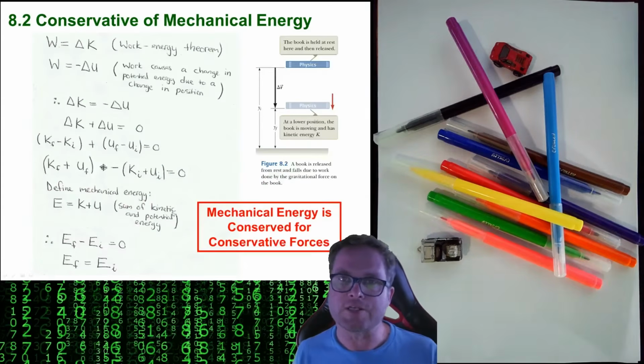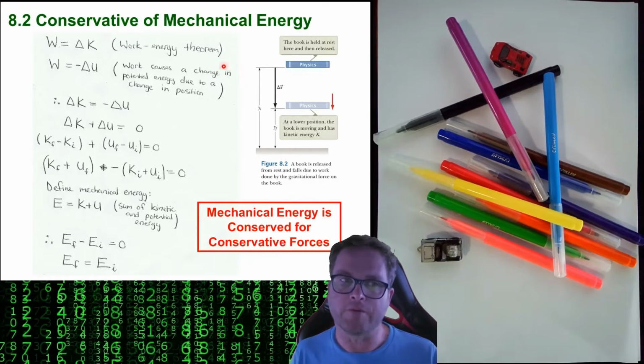So the situation we're looking at is a book which is initially at rest, and then the book is dropped, and as the book is dropped, it falls through some distance, and as it approaches the ground, it will be speeding up, its kinetic energy will be increasing. We consider this the initial case with the book up here, and this the final case, and we would like to show mathematically that the mechanical energy is conserved.